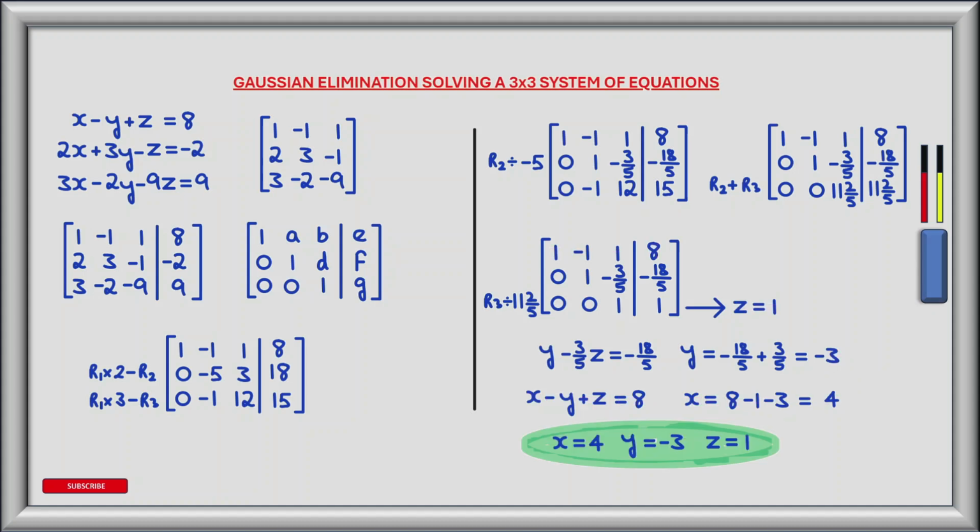So we've now solved our 3x3 system of equations using Gaussian elimination. And our final answer is x equals 4, y is equal to minus 3, and z is equal to 1.